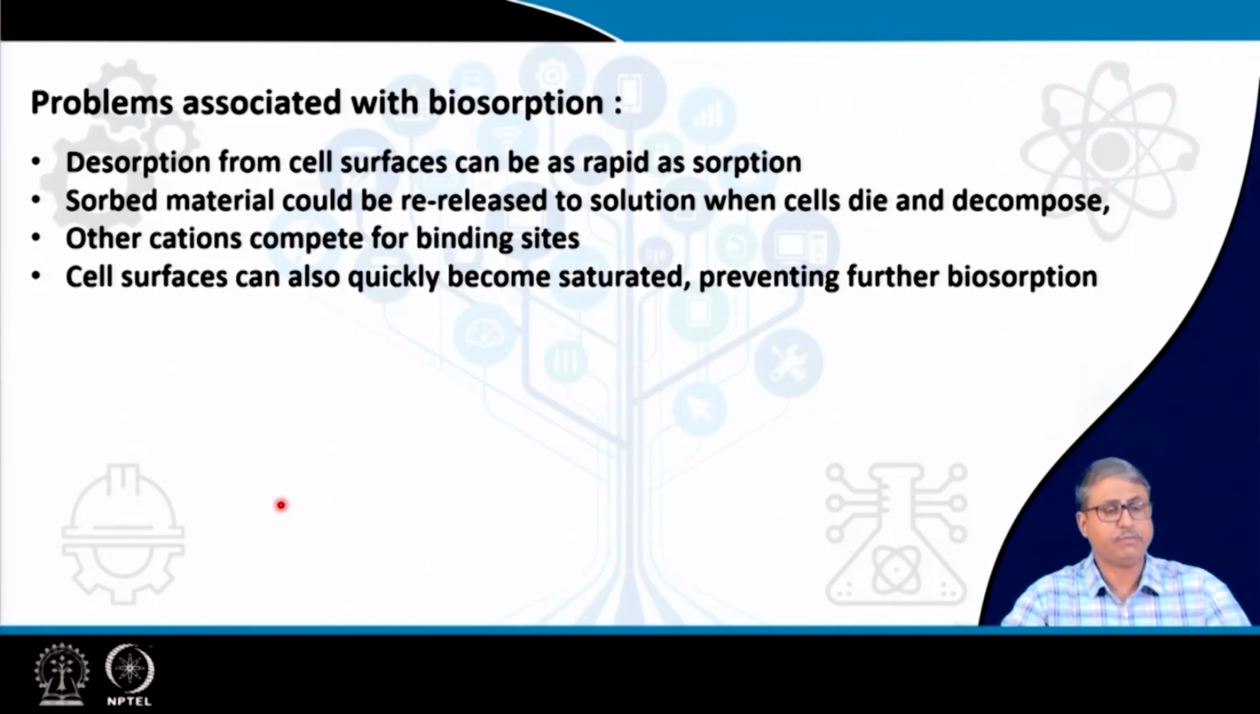Now, there are some significant problems associated with this biosorption. The desorption from the cell surface can be as rapid as absorption. Sorbed material could be released to solution when cells die and decompose. Sometimes they disintegrate also, releasing the metals into the solution again. Other cations compete for binding sites. So, all biosorbents are not very specific. There may be competing cations that can bind and compete with the target toxic metals.